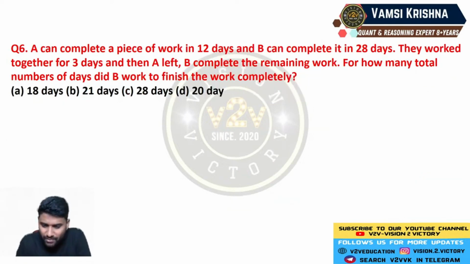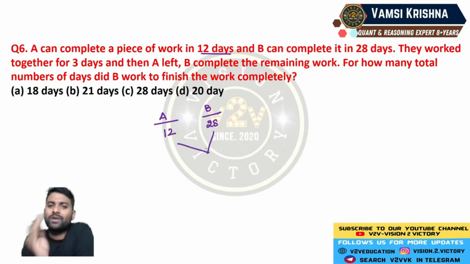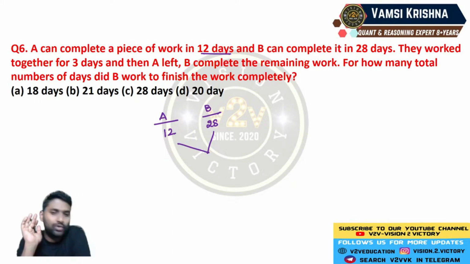The next question is from the time and work concept. See the data. A can complete a piece of work in 12 days. B can complete the piece of work in 28 days. Now see, what is the total work? So just assume one value that must be a common multiple of both A and B. Now the total work is exactly equal to 84 units of work. You just understand in this way. 84 units of work completed by A takes 12 days, so A completes 7 units per day. Per day means it is the efficiency.